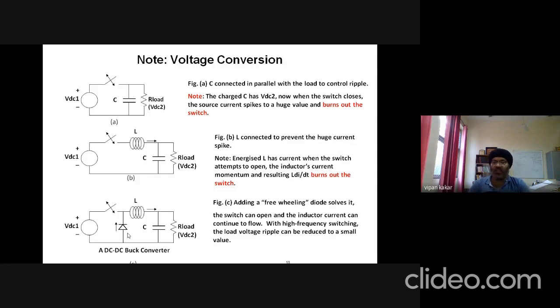So these concepts will be used in DC to DC converters. And we have already used these concepts in AC to DC converters.